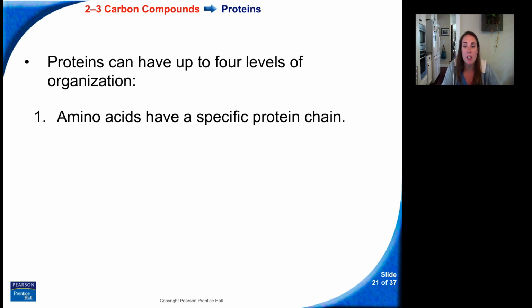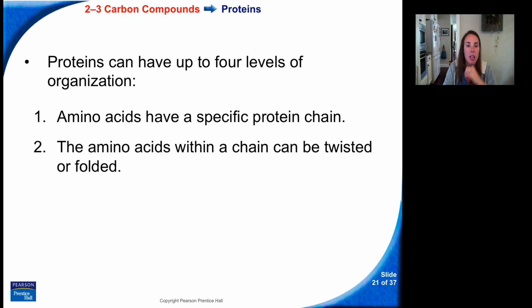So amino acids have a specific chain. So this is like the first line in making a protein. The specific amino acid chain. What order the amino acids go in. And then the amino acids within the chain can be twisted or folded. Because of their chemical properties, they can be twisted or they can be folded into sheets.